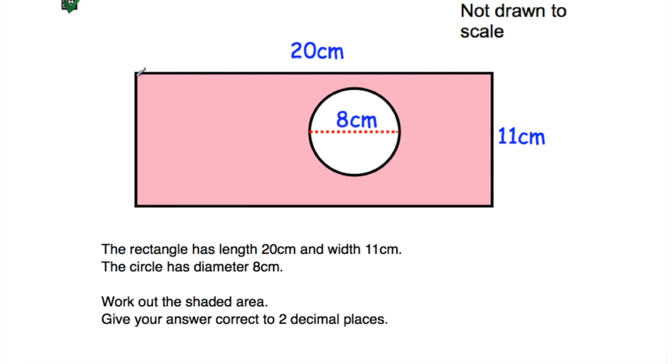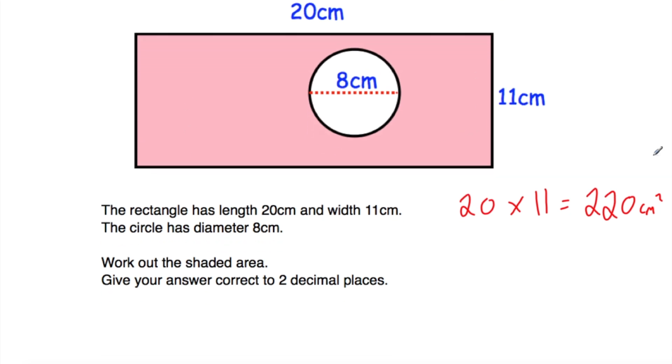To do that, we're going to work out the area of the whole rectangle. So we're going to do 20 times 11. That'll tell us the area of the whole rectangle, which is 220 centimeters squared. That's quite nice. Then we need to find the area of the circle and take that away from the area of the whole rectangle, and that'll tell us the area of what's left.